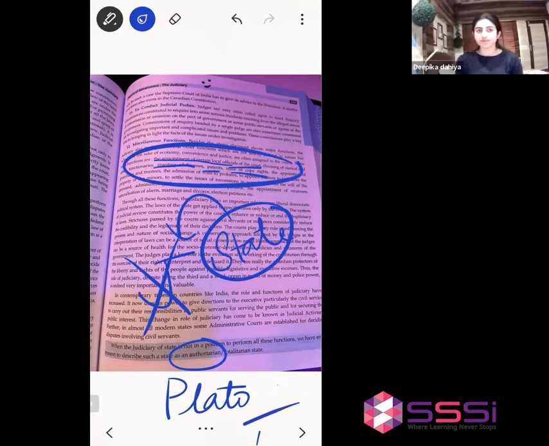everything should be controlled by the state. One should not have a private family, because if one would have a family, then one would go corrupt. Family should be under the control of the government. The entire country should be your family. Only then will you be completely honest.